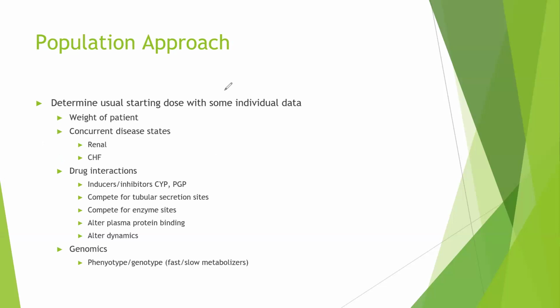The population approach will start the dose with some individual data, like the weight of a patient, like 5 milligrams per kilogram. Make sure you consider concurrent diseases. So you need to look at how this patient's renal function or hepatic function is, or whether there is any reason to think they're going to have binding changes, et cetera. You also want to think about drug interactions, all the drugs that the patient may be on: inducers and inhibitors of the CYP system or P-glycoprotein, or drugs that compete for tubular secretion sites or enzyme sites, or things that will alter plasma protein binding, or alter dynamics. Genomics is something that we're learning more and more about, and we can use it to start doses appropriately, for fast or slow metabolizers.